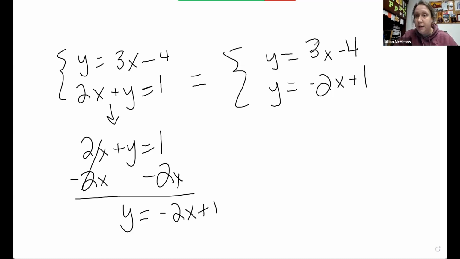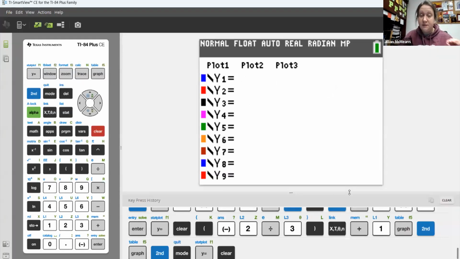Then we're going to go to the calculator. Going to the calculator, I already have it on my y equals screen. That's the very first button on the calculator over here, y equals. I want to type in the two equations. I do not have to type in the y equals. That's already here. I just need to type in the right-hand side of the equation. So the first equation is y equals 3x minus 4. I need to type in 3x minus 4. So I start with just a regular 3, no big deal.